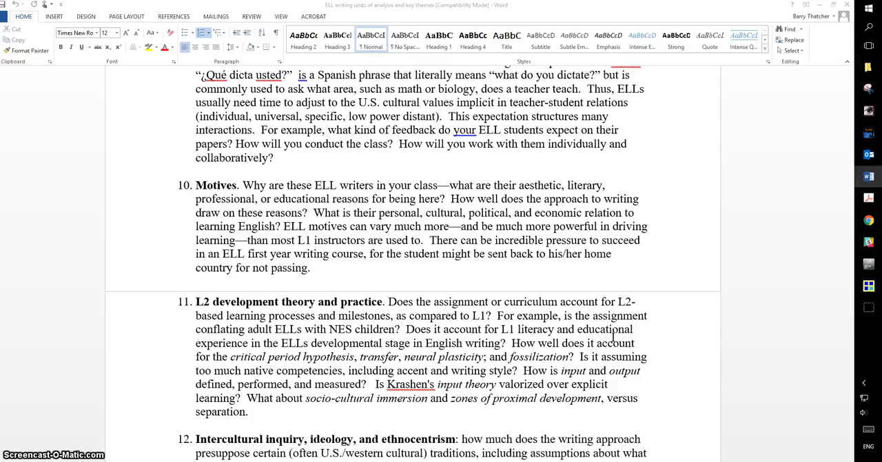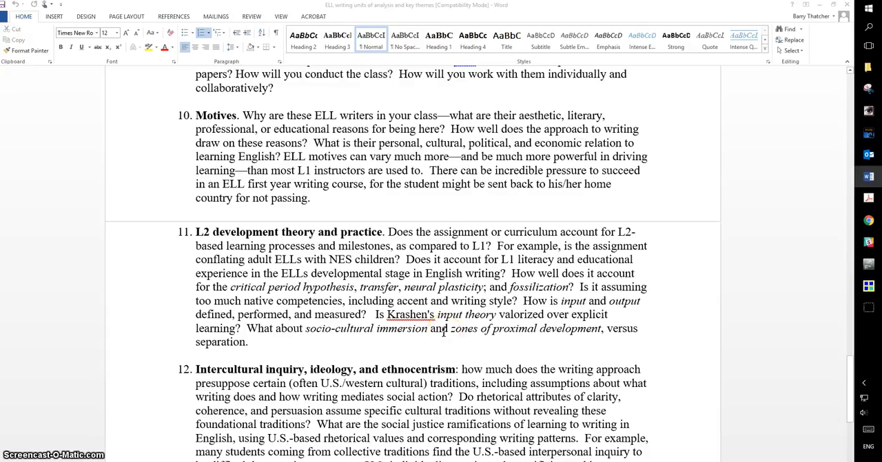So make sure that you understand the motives and reasons for your English language learners, and they're going to vary. But having a good understanding of this will help you approach them individually. One of the things to look at in the readings is, do the readings assume that the students come to the class with the same motives that L1 students come to? Sometimes they're the same, sometimes they're different.